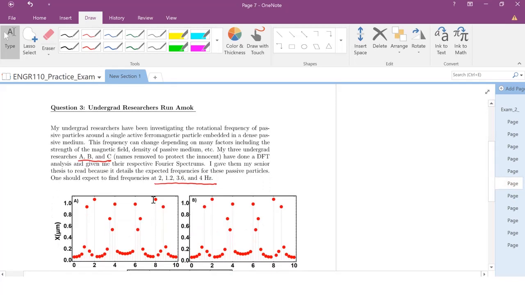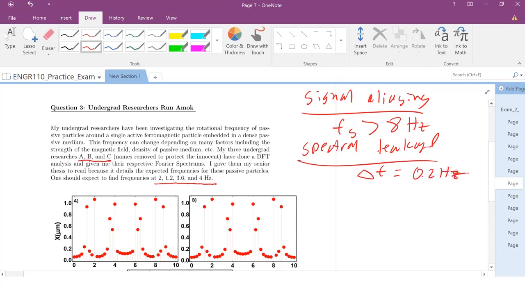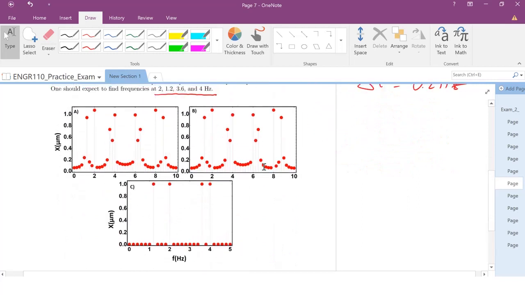If we're trying to measure these frequencies, to avoid signal aliasing, what is my rule? I need to make sure my Fs is greater than twice the largest frequency in the signal, so the Fs has to be greater than 8 hertz. For spectral leakage, I need to make sure that my delta F is going to hit each of these values. One of the largest delta Fs you could have and still hit all those values is 0.2 hertz. So let's see if any of these people did it correctly.